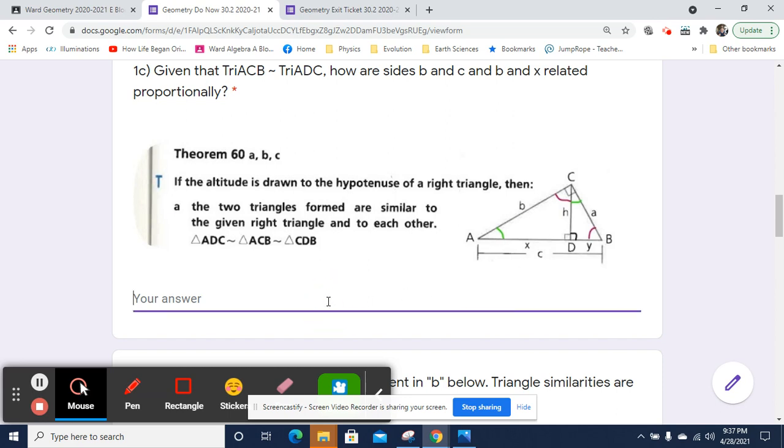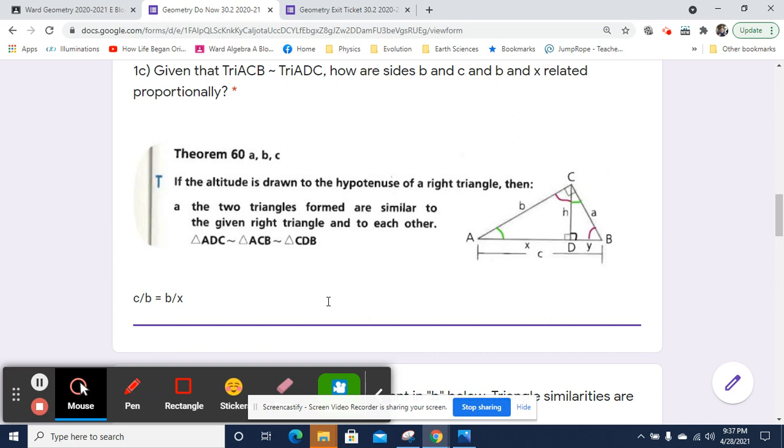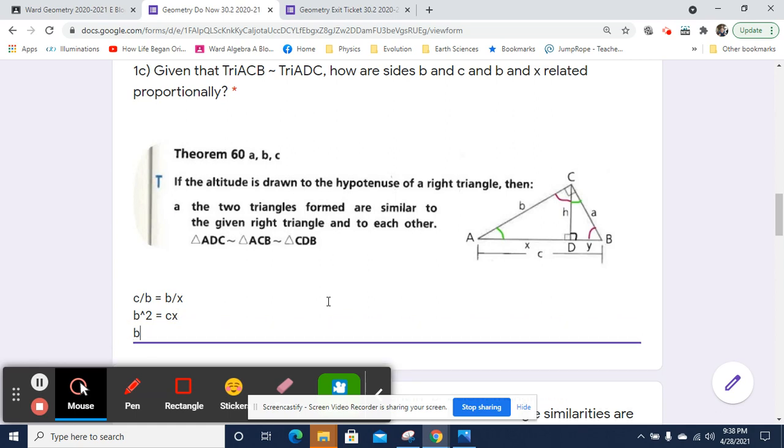So let's set that up. So C is to B as B is to X. And that becomes, when we do the cross products, B times B. So we can just say B squared is going to equal CX. And that also means that B is going to equal the square root of CX.